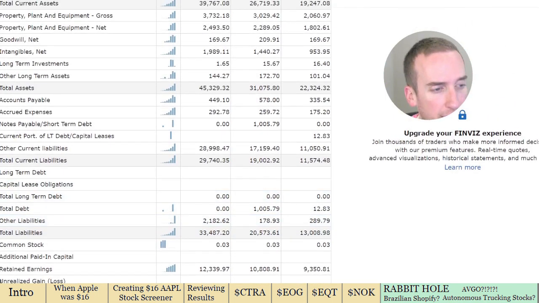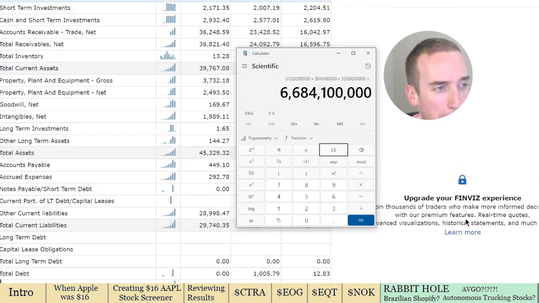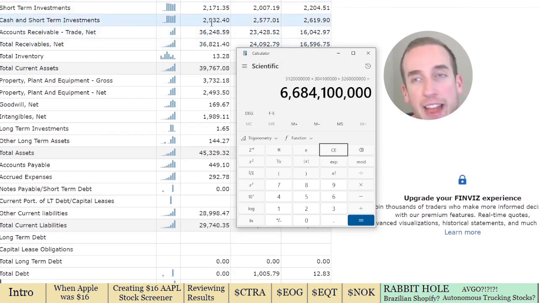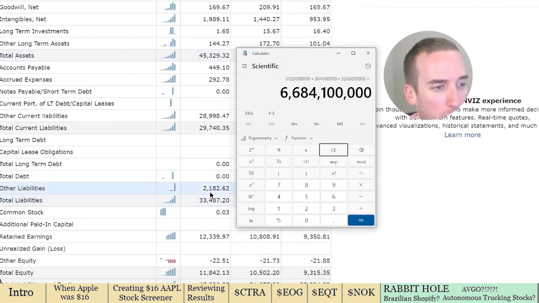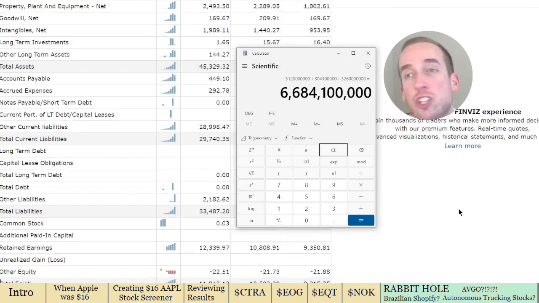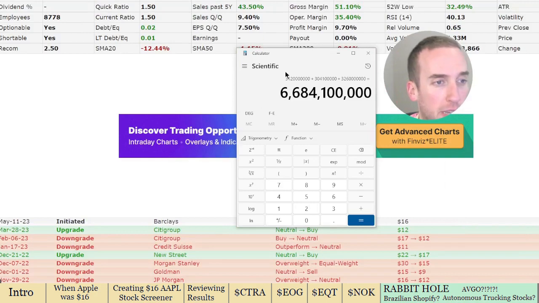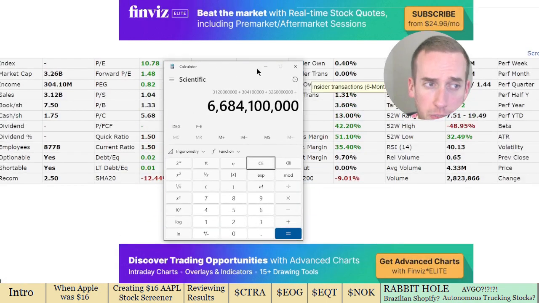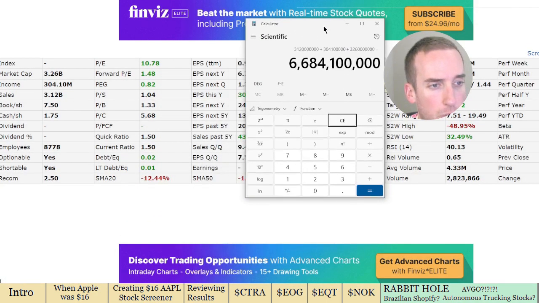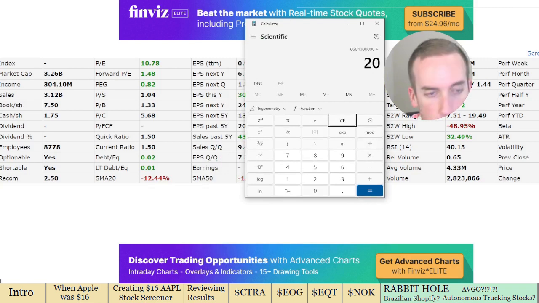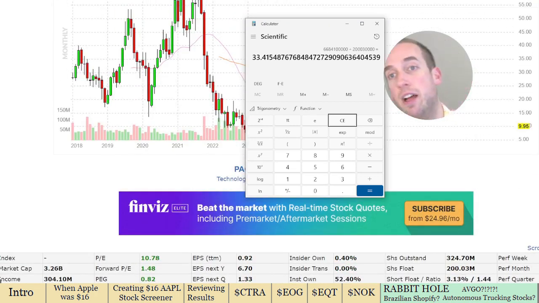Other liabilities, do we want to take that away? I don't know if we do. Let's not add the cash. Cash is 2.9 bill, total liabilities is 2.1. Let's just leave those out of the equation. I just want to be conservative here, just because this looks really nice. Okay, so this divided by 200 million, 30,000. $33 stock price, currently trading at $9.95.